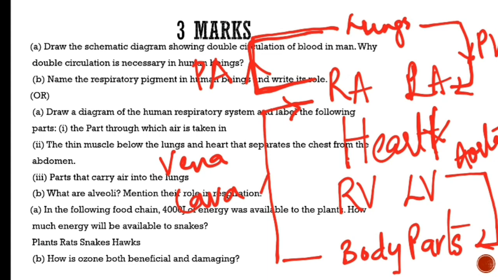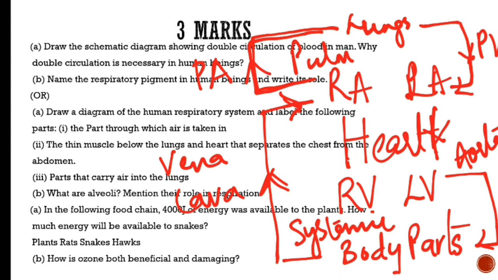So you can show this whole flow chart, or you can also refer to the diagram that is given in your textbook, but please don't forget these arrows. So this is called systemic circulation because the blood is moving from the heart to the body system, and this is called pulmonary circulation because the blood is moving from heart to lungs for the oxygenation purpose. Okay, so you can refer to this diagram.